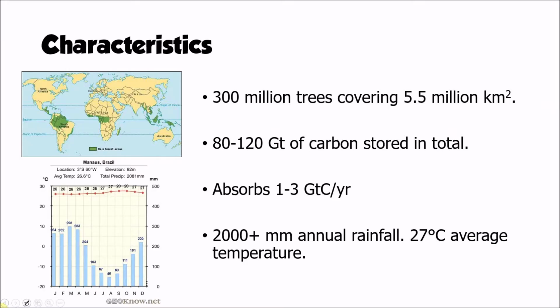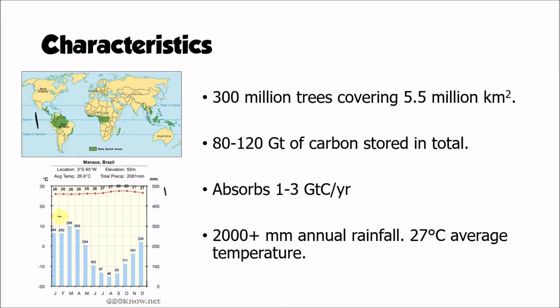If we start by thinking about the characteristics of the rainforest, the Brazilian Amazon shares many characteristics with other rainforests around the world. We find rainforests within the tropics, so located either side of the equator. These areas tend to be very warm and very wet. We can see from the climate graph in the bottom left of the screen that temperatures tend to average around 27 degrees C throughout the year, and rainfall is continuous throughout the year.